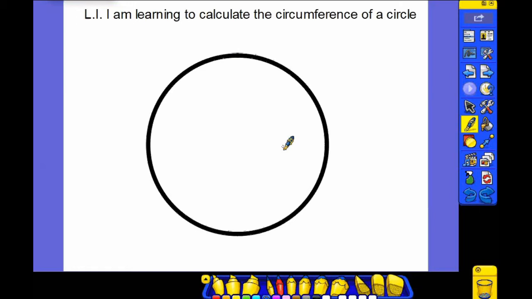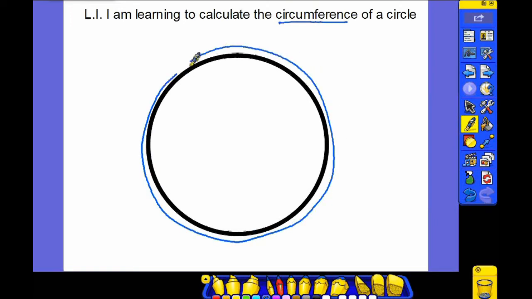So, what is circumference then? Well, the circumference is basically a fancy word for the perimeter of a circle. So all the way around the outside of a circle here is its circumference. So when it comes to squares and rectangles, we would use the word perimeter, but when it comes to a circle, it has its own word, and that word is circumference.